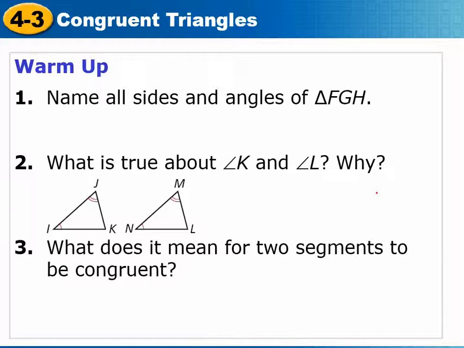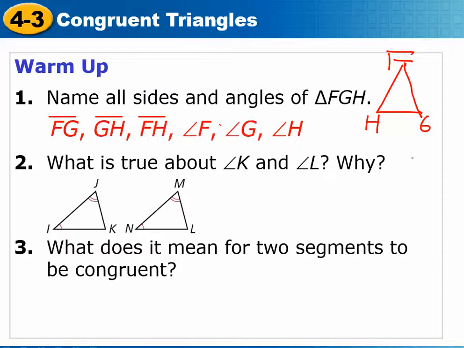So you hopefully made a triangle, any kind of triangle, and called it FGH. And you are to name all the sides and angles of FGH. So the sides are segment FG, segment GH, and segment FH. And the angles are angle F, angle G, and angle H. So it's got 3 angles and 3 sides.